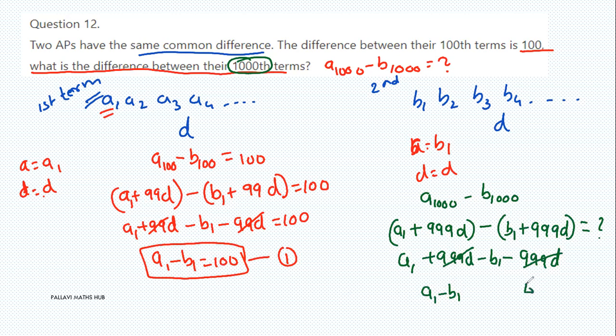So by equation 1, A1 minus B1 is equals to how much? 100. So what is the question here? What is the difference between the 1000th term? The difference between the 1000th term is 100. The answer is 100. I hope all of you understood this.